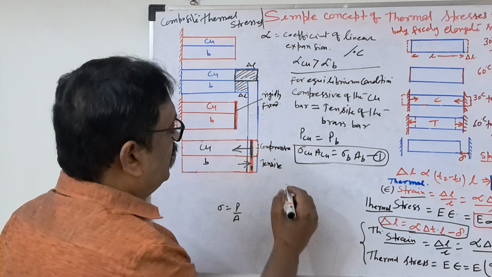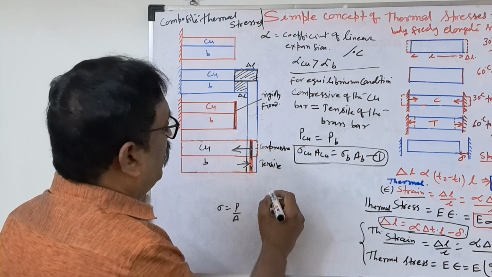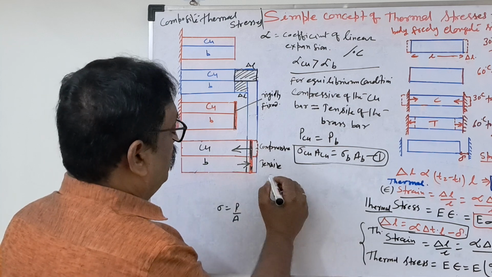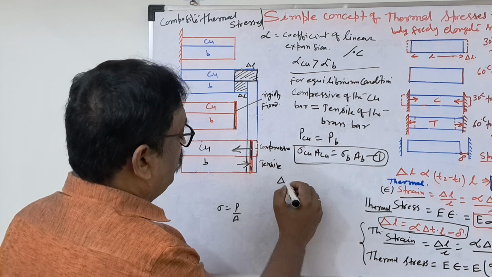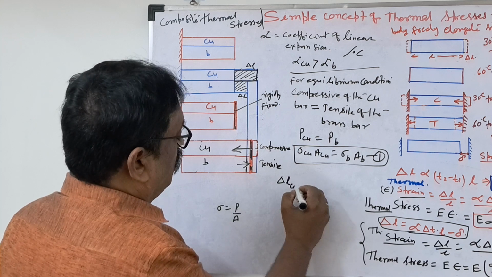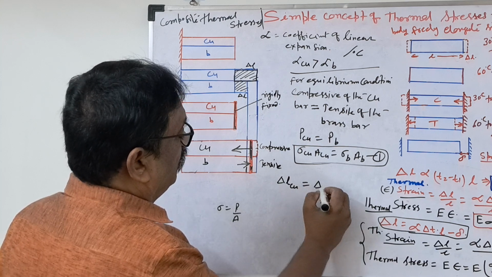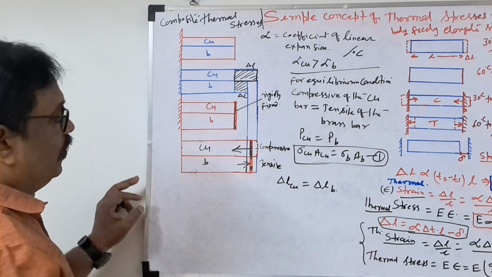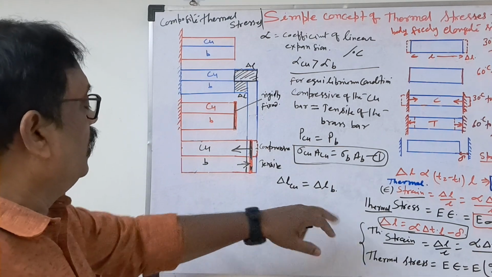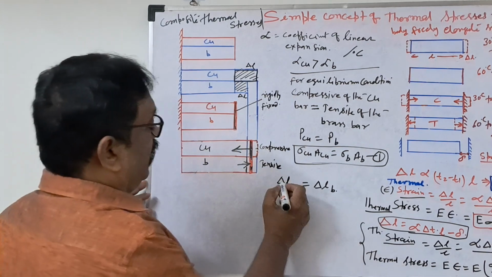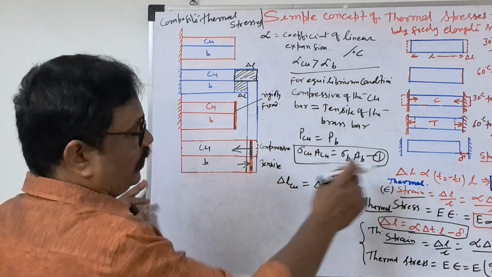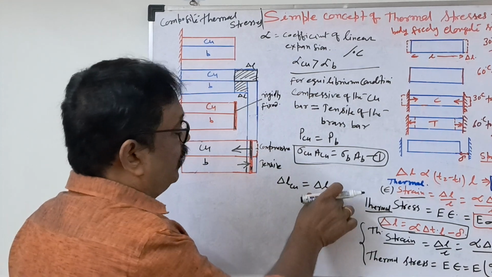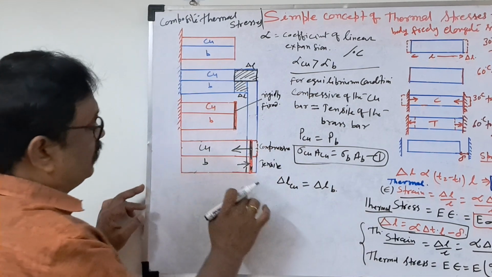So now another case. The elongation of the copper bar will be equal to the elongation of the brass bar. We can write it like this: the elongation of the copper bar is always equal to the elongation of the brass bar.